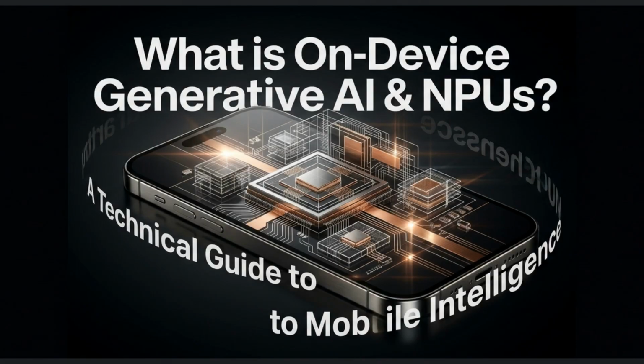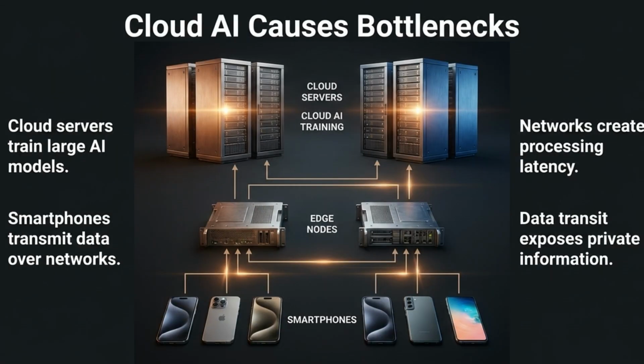Welcome to this video exploring on-device generative AI and neural processing units. We will examine how mobile intelligence is shifting from the cloud to your local devices. Relying solely on cloud AI creates several bottlenecks. Processing data through external servers introduces network latency and raises significant concerns regarding the privacy of your information during transit.